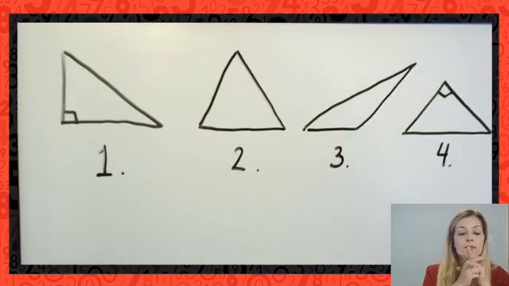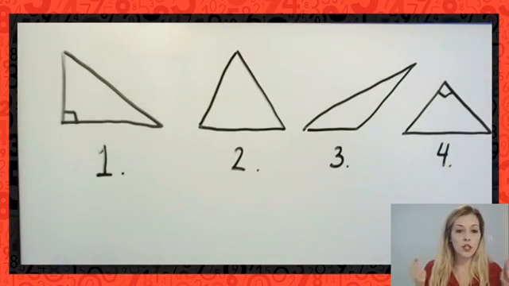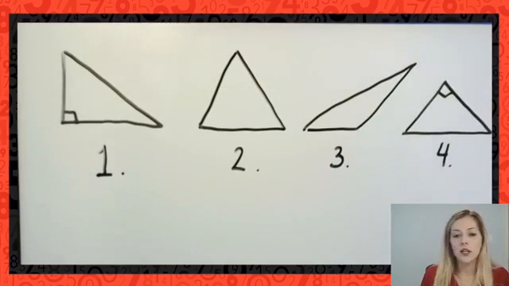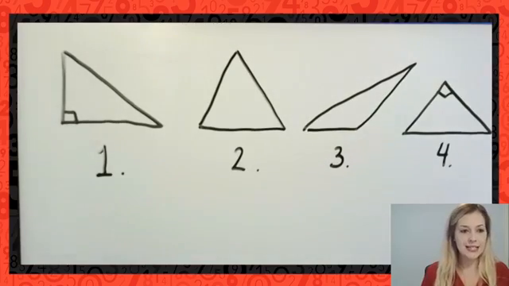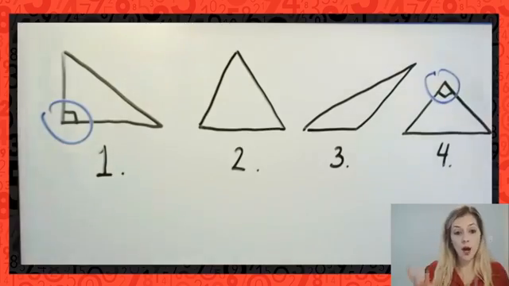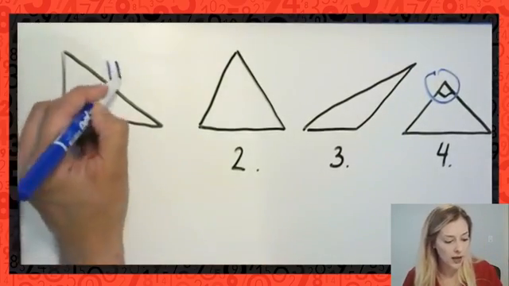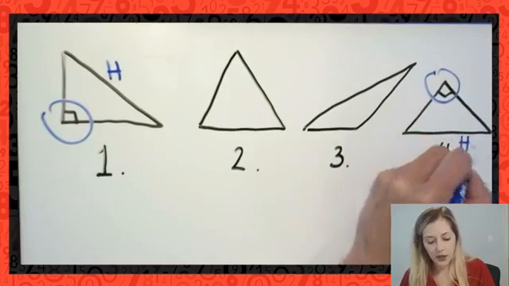Which ones? So we just talked about what it means to be a right triangle. We talked about where a hypotenuse lies in those triangles. Where is the hypotenuse? Triangle 1 and triangle 4. That is exactly correct. Why is that? They have right angles, right? And the hypotenuse, I said, is always opposite that right angle. So we have the hypotenuse here and the hypotenuse here.